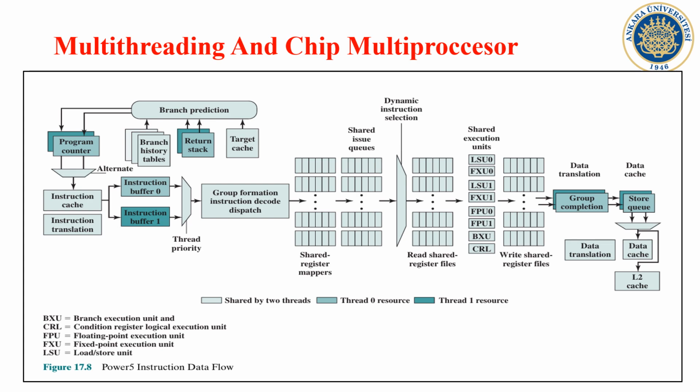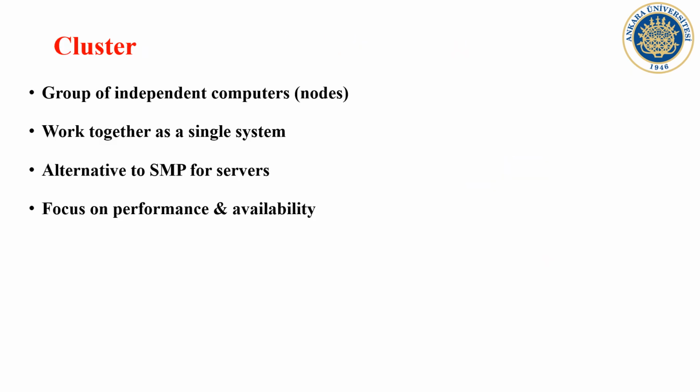In the instruction flow, each thread has its own program counter and some dedicated resources, but they share the instruction cache and translation units. Instructions are fetched alternately, decoded in parallel, renamed to physical registers, and then issued to execution units. This combination of SMT and multicore allows high parallelism and efficient use of CPU resources.